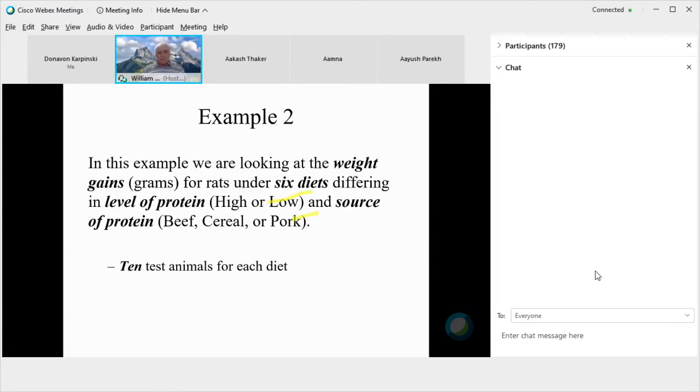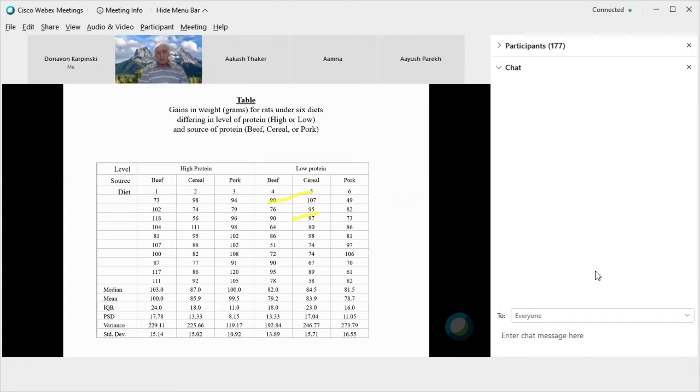Another example. In this example, we're looking at weight gain under 6 different diets. The test animals are rats. Each rat is given one of the 6 diets. There's 10 animals on each diet. There's 3 high protein diets, and 3 low protein diets. The diets also differ in source of protein. There's the data for the 6 diets.